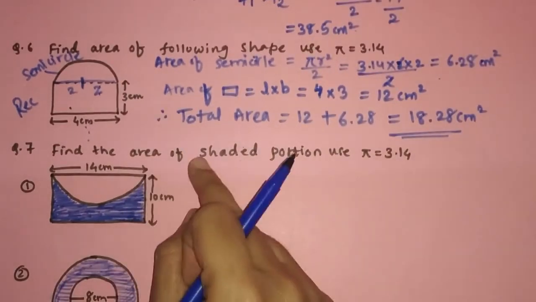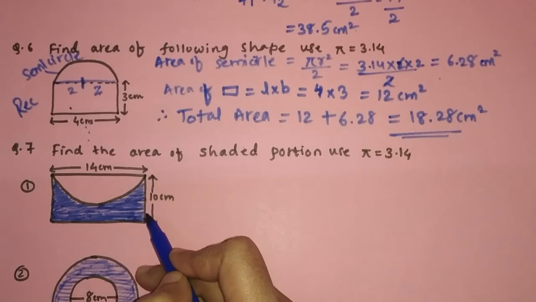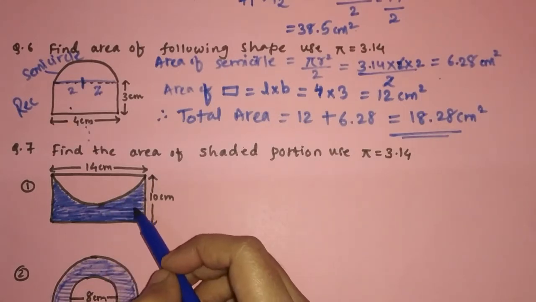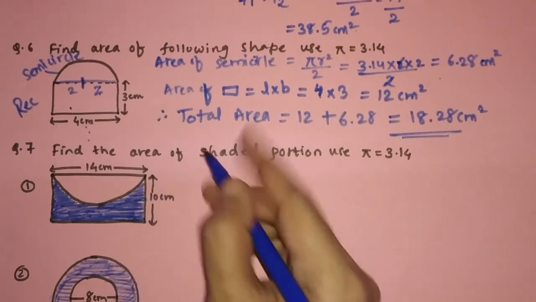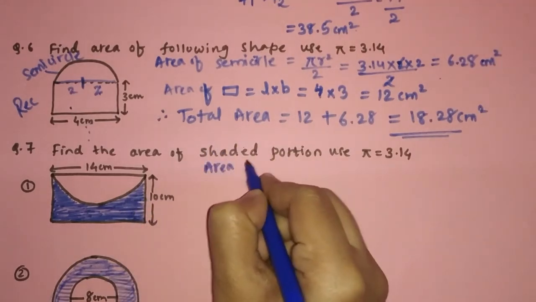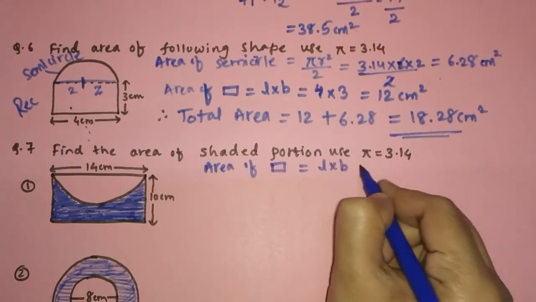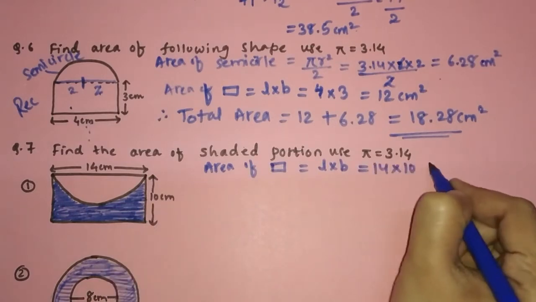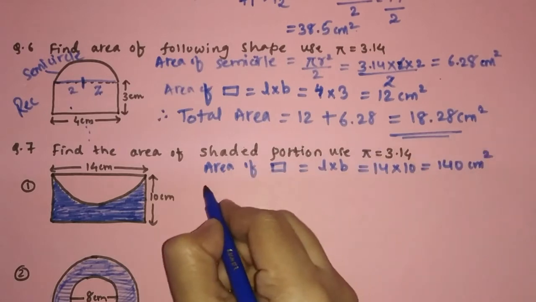Now we have to find the area of this shaded portion. Shaded portion is this one. If you see, it is one rectangle and inside one semicircle. So if we remove the semicircle from this rectangle area, we'll get the shaded portion. So first, the area of the rectangle we'll find out, that is L into B. So length is 14 and breadth is 10. 14 into 10, simply we'll get 140 centimeters square.